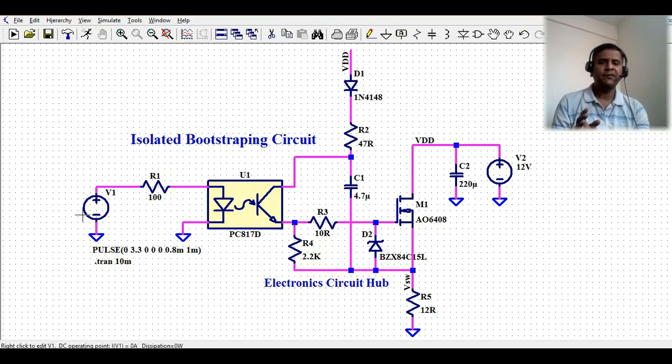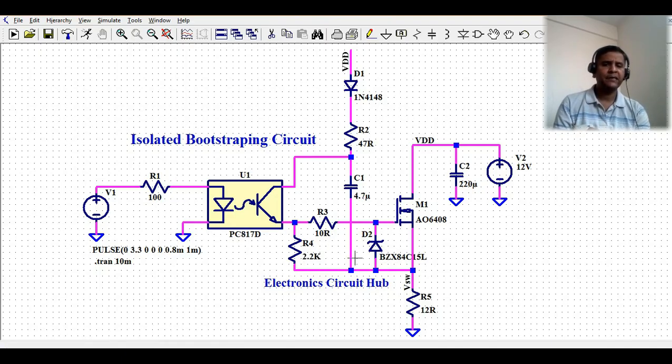Now what happens if you apply the high logic from the microcontroller? Your optocoupler is going to turn on. C1 is fully charged, it stored a value equal to VDD, and your diode is going to be reverse biased. So C1 will try to discharge via the collector to emitter of your optocoupler, then R3, and then it goes to the MOSFET gate. The purpose of R4 is only for pull down, there is no special purpose.